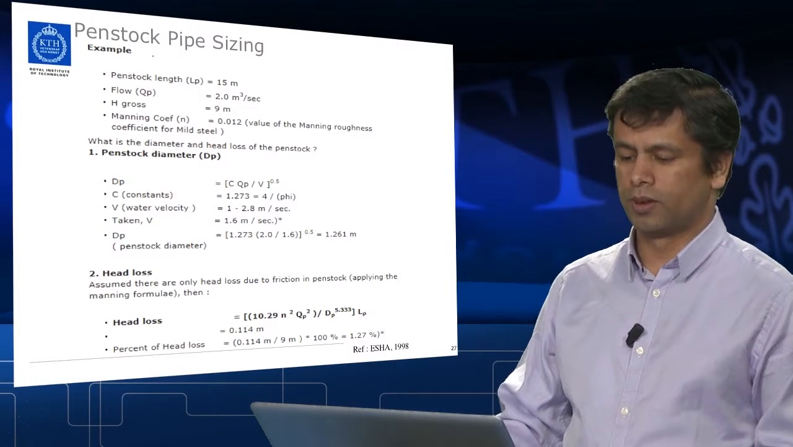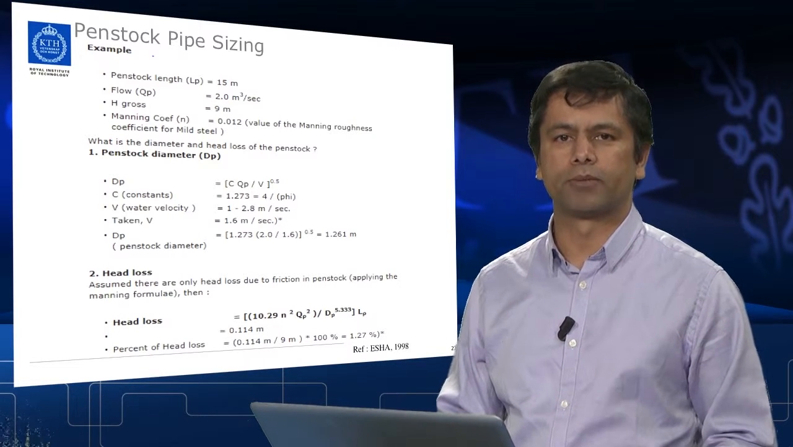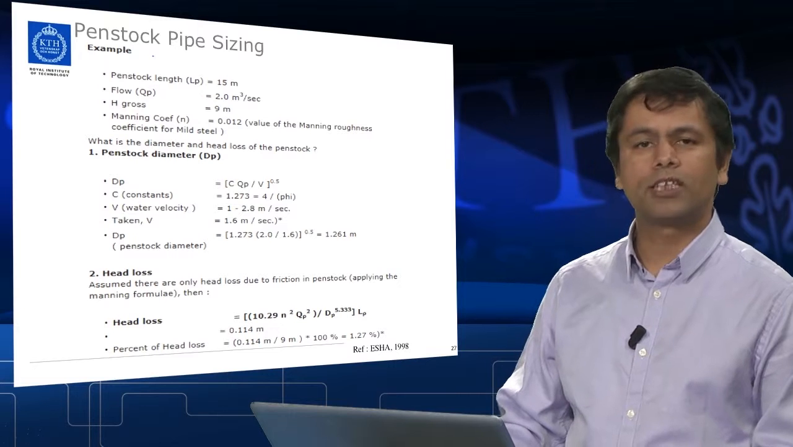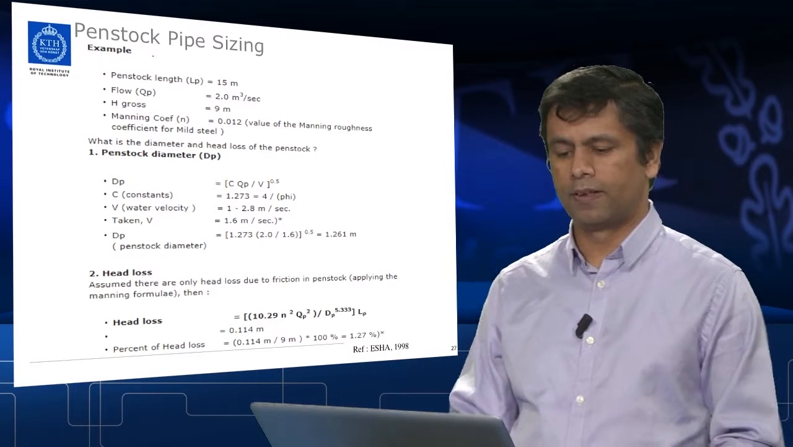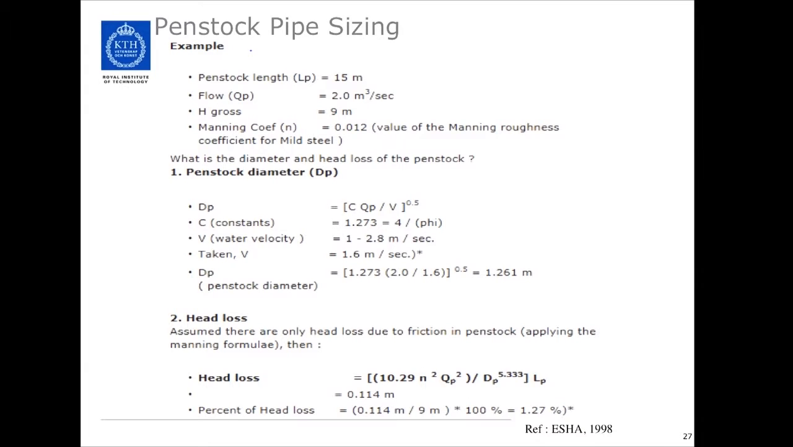Now I would like to talk about sizing the penstock. How do you design a penstock, or how do you select the diameter of the penstock? I want to start with an example here. Let's talk about a power plant having 15 meters of length with a design flow of 2 cubic meters per second and a gross head of 9 meters. Let's say a mild steel pipe has been recommended for the penstock, and the Manning's roughness coefficient of this particular mild steel pipe is 0.012.